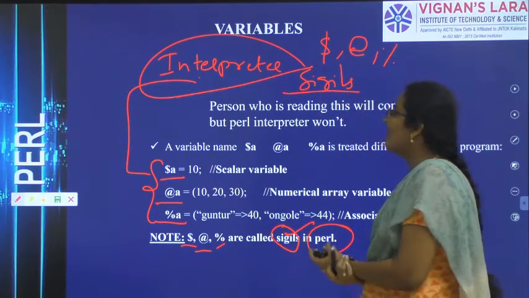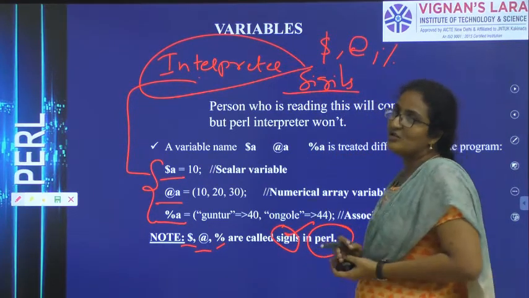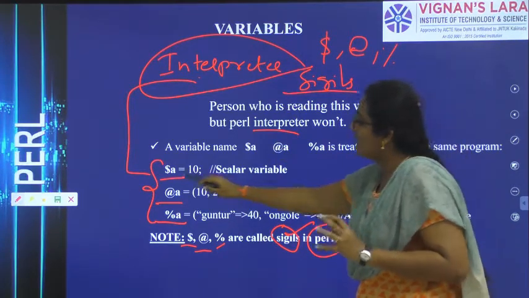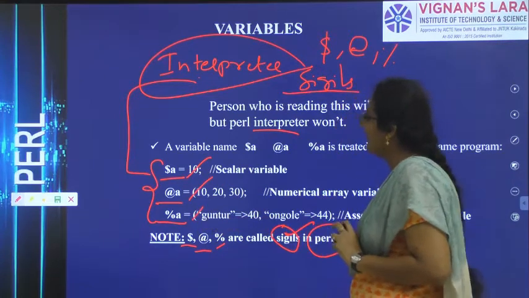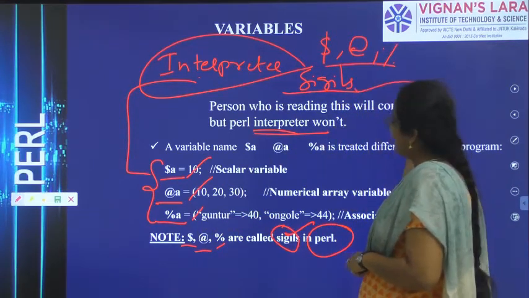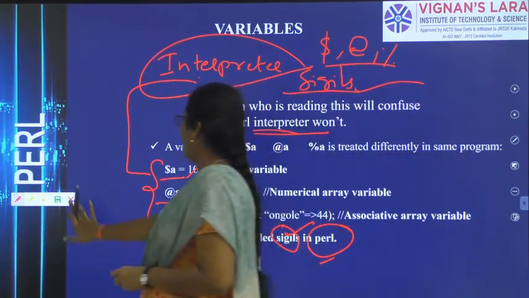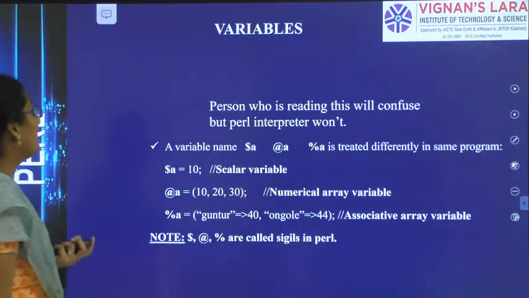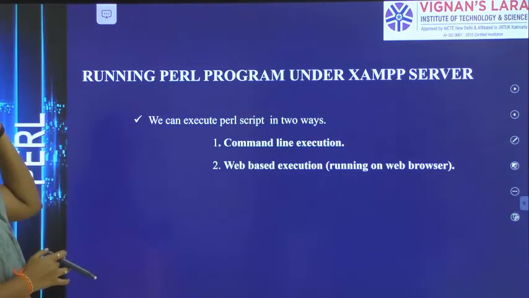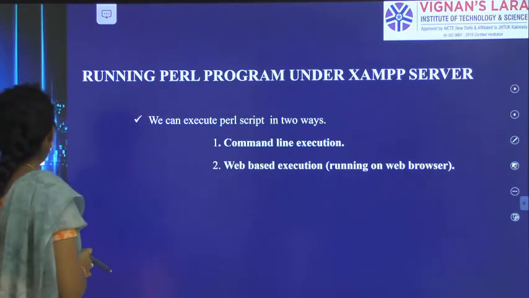There is no confusion between $a, @a and %a for the Perl interpreter. These three symbols are called sigils in Perl programming. This is about variables. So next, how can you run a Perl program on a JAMP server?